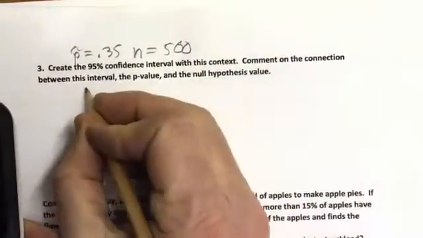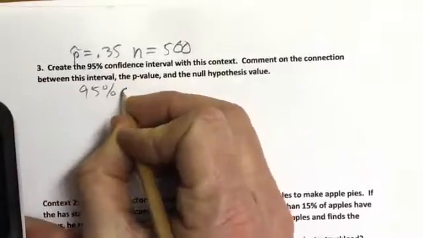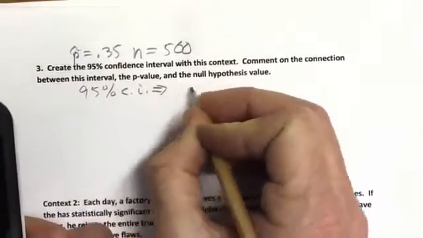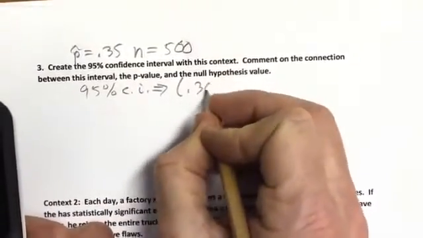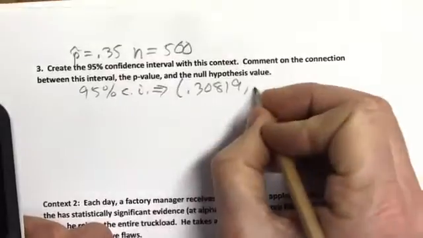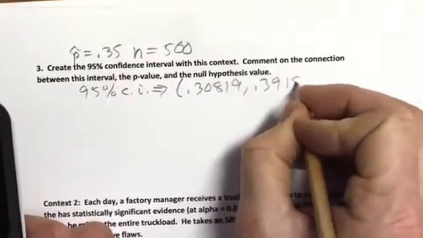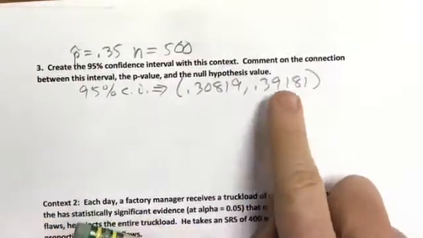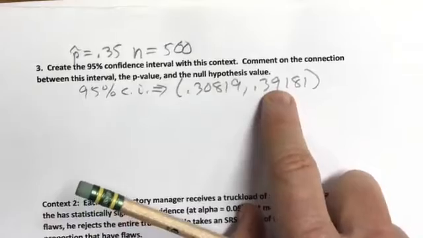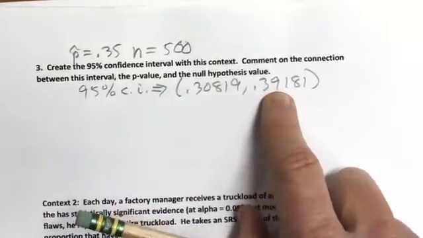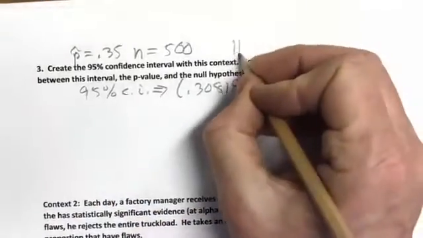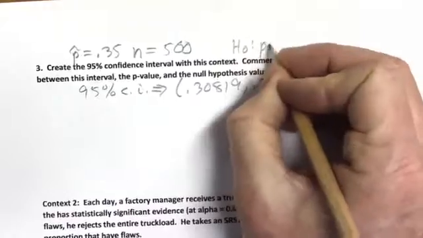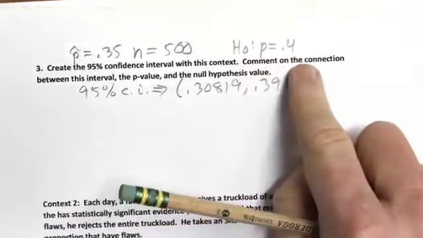So our 95% confidence interval is 0.30819 to 0.39181. Those are the plausible values for P at this level. And so what is the connection between this interval and our hypothesized value of 0.4? That's our null hypothesis.